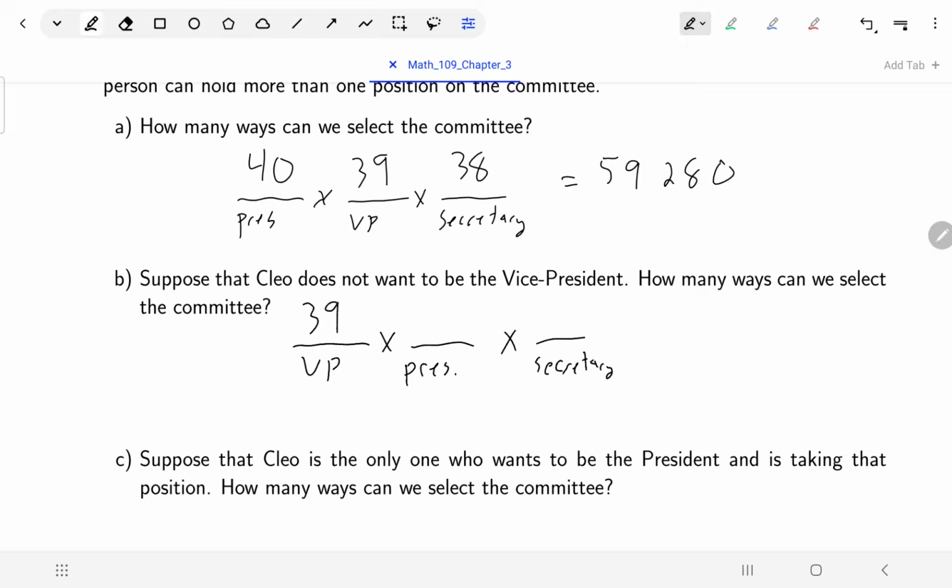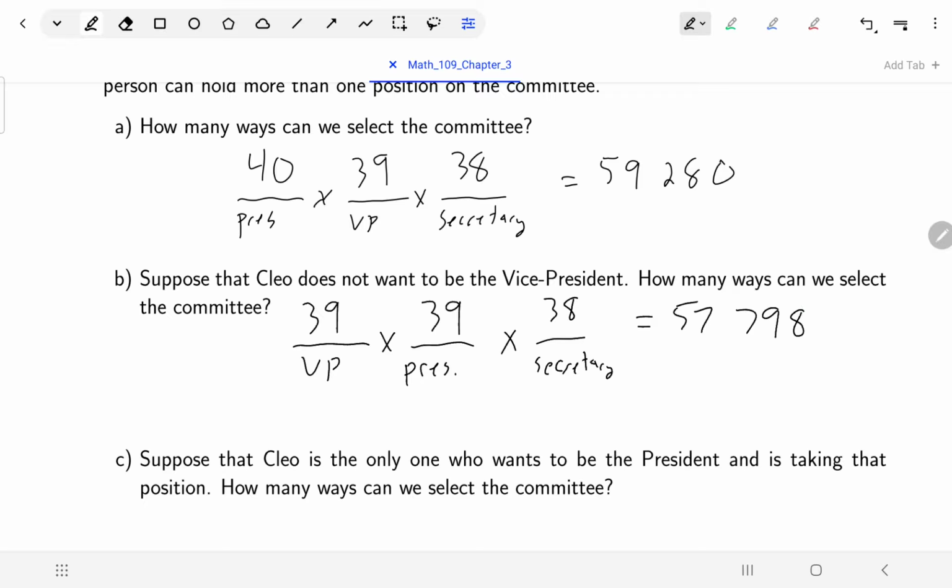So if we're thinking how many people are available to be president now, it's 39 again. We had the whole class minus the one person who is now vice president, leaves us with 39 people who could be president. And then now that we've elected a vice president and a president, whether or not that president's Cleo doesn't really matter. Either way, we're going to have 38 people left who could be the secretary. So, 57,798 ways for this to happen.